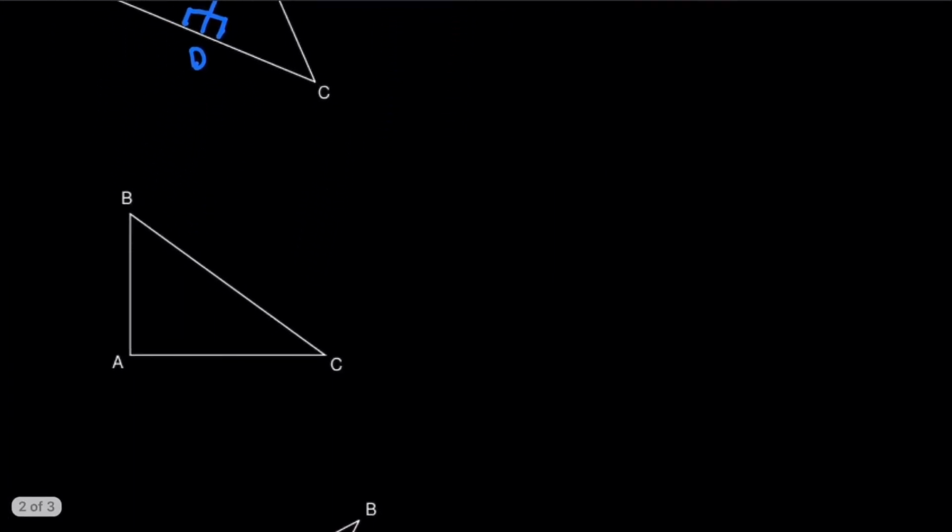Notice the next figure. If I want to draw an altitude from B perpendicular to the other side, it looks like it's just that side of the triangle, doesn't it? And it is. This is an altitude from angle B. The right angle there would just be angle BAC.